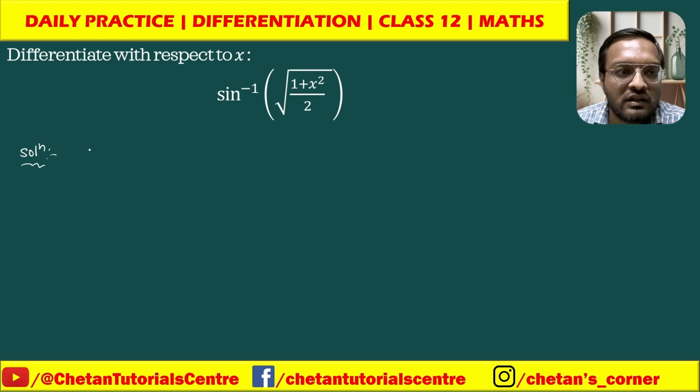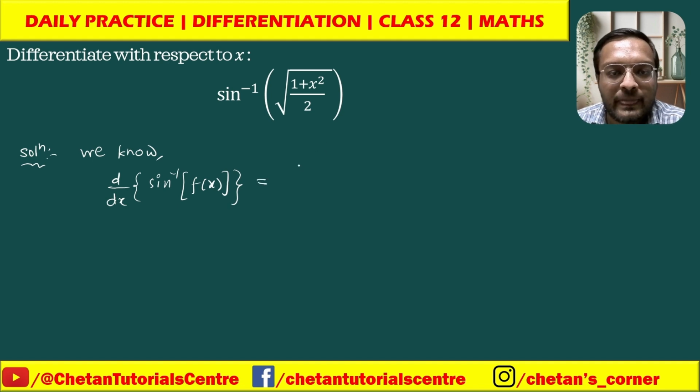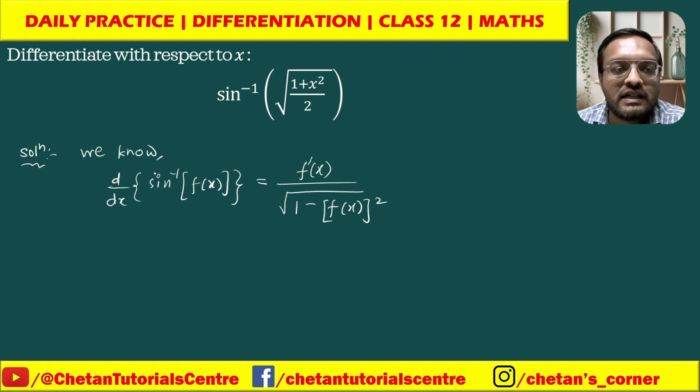Solution. We know the standard formula, that is d by dx of sine inverse of f of x is f dash of x divided by under root of 1 minus f of x bracket square. So the formula to differentiate sine inverse of f of x is f dash of x divided by under root of 1 minus f of x bracket square.